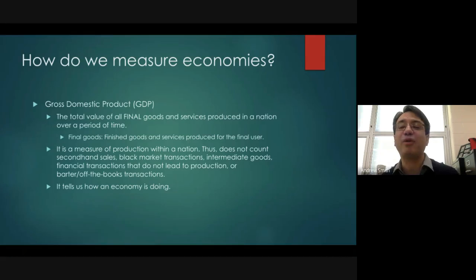Obviously, black market transactions don't count either because they're not recorded, and barter or off the books transactions as well don't count because, again, they're not recorded. And so in the US, GDP tends to be fairly accurate, although there are a number of barter and off the books transactions that obviously don't get recorded, and obviously a number of black market or illegal transactions that don't as well.